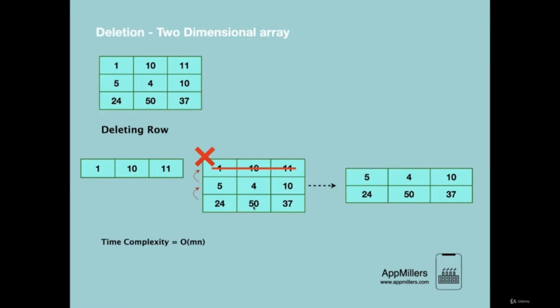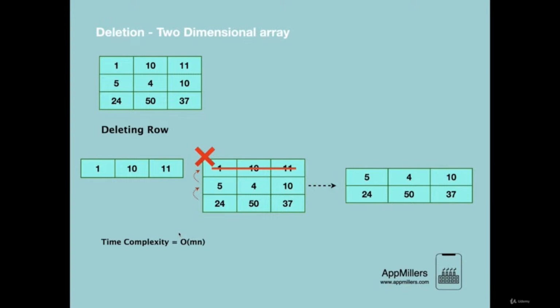Because if we have n number of elements in a row and we have m number of rows, we have to move these elements m steps to the top. So that's why the time complexity is O(MN). Once again, if the row number and the column number are the same, then we will have quadratic time complexity. Now let's see how this works in practice.